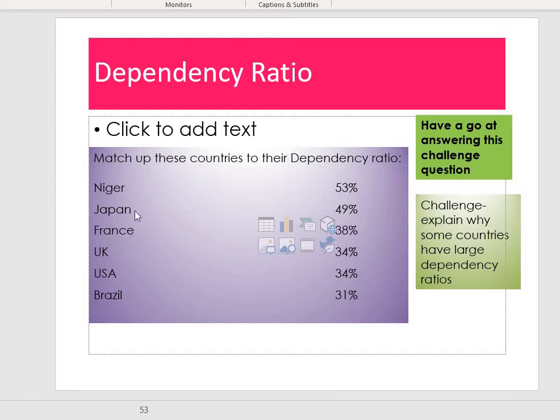Japan is at the other end of the scale. Japan is a very wealthy country. It's got very good healthcare and a very healthy lifestyle. People eat healthy food. So a lot of that 49% is older people, because people are living to such an old age and they're drawing their pensions.